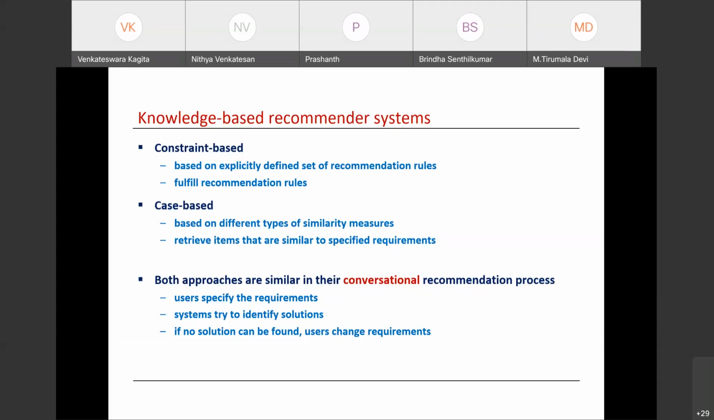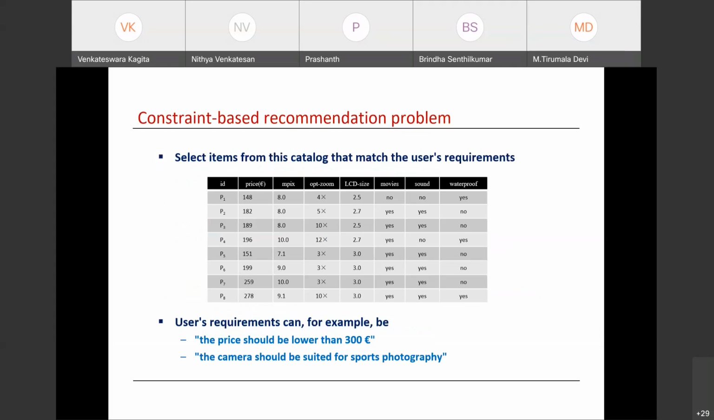Right. So what is it that you are doing? Iteratively, you are defining your requirements to the system, and it is making finer and finer recommendations to you, in an iterative process. This is a conversational recommendation process.